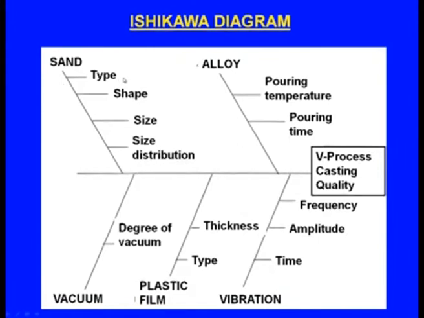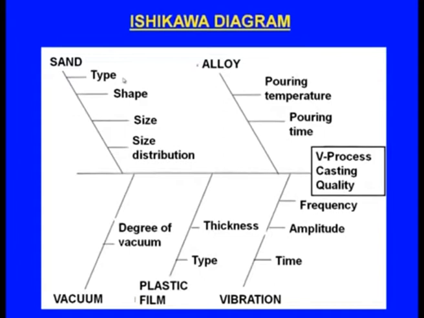Under the sand parameters, sand type: what type of sand it is, is it silica sand, zircon sand, olivine sand. And here we can see this is the shape, is it angular, round or subangular. Next one, what is its size, fine or coarse, size distribution.